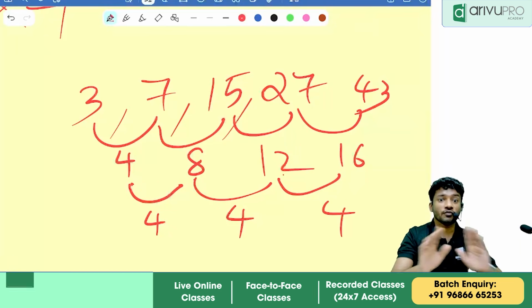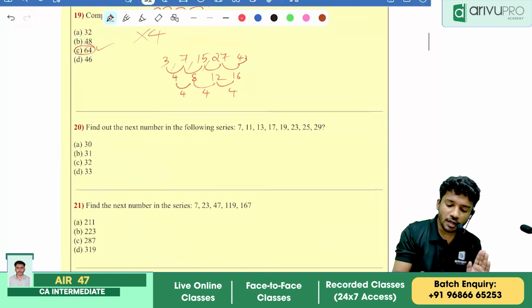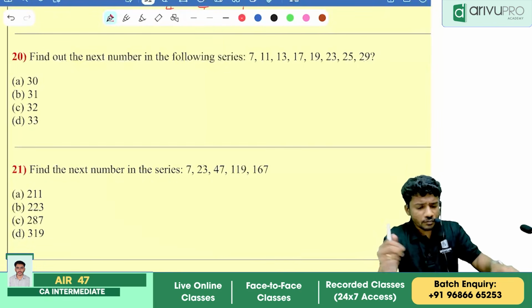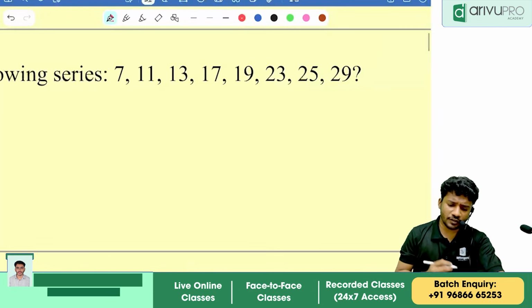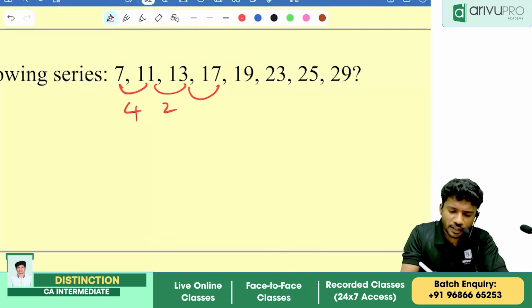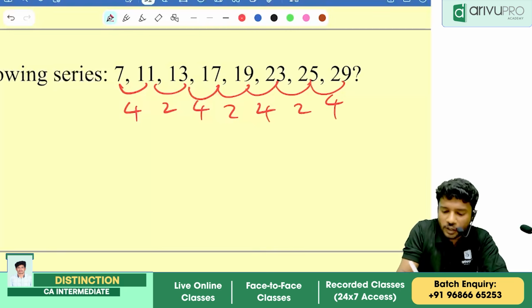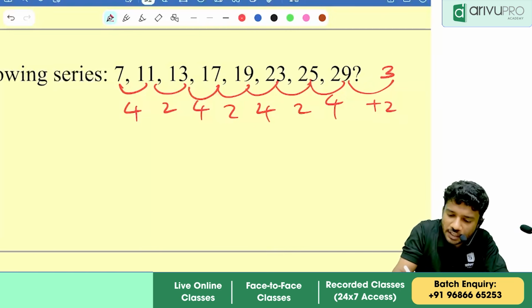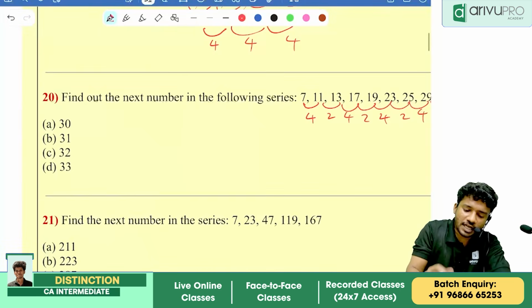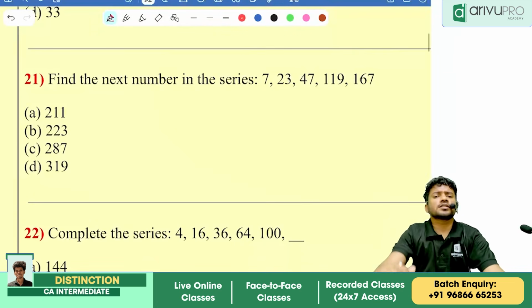Take the difference. Whenever you are struggling to get the pattern, follow this method. Now, look at this question. 7, 11, 13, 17. What is it? 4. What is it? 2. What is it? 4. What is it? 2. 4. 2. 4. Next one should be what? Plus 2. That is 31. Which option is the answer, people? 31, option B.